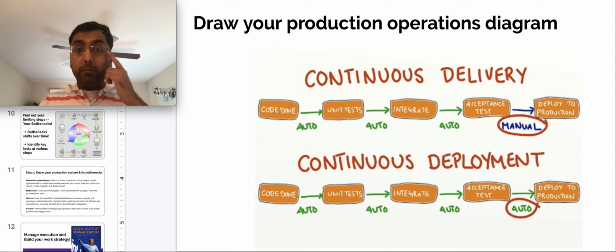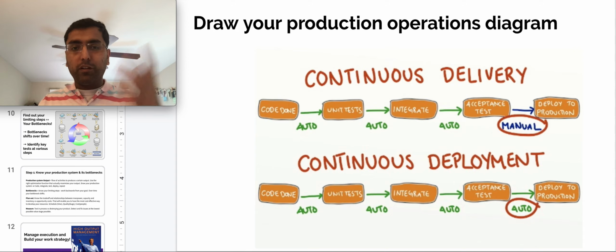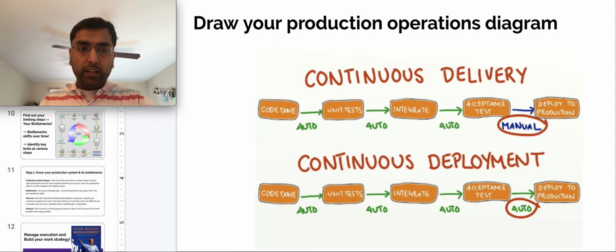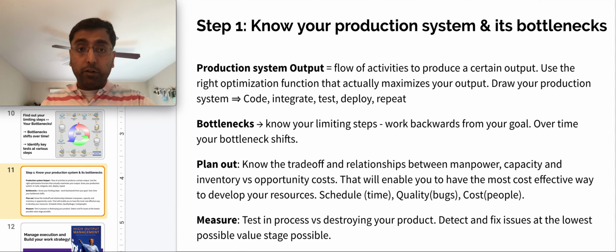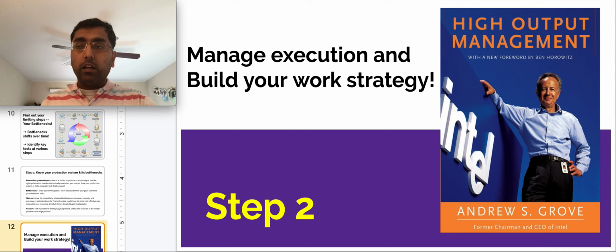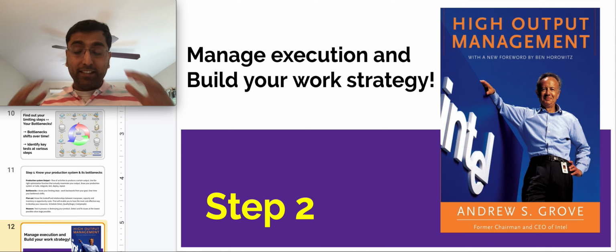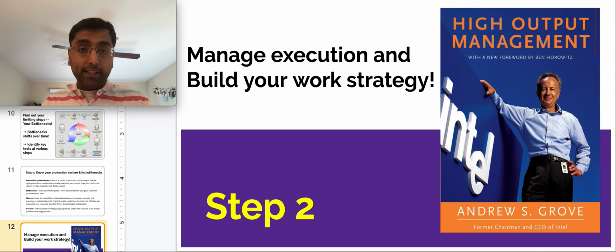In this case, my production system or my factory where I work is a software development factory. We write software to help businesses. So for me, this is what it breaks down to. And so now you understand from the previous video how to break your factory or the workplace that you work into smaller steps. Now the step 2 is to manage execution and build your work strategy.